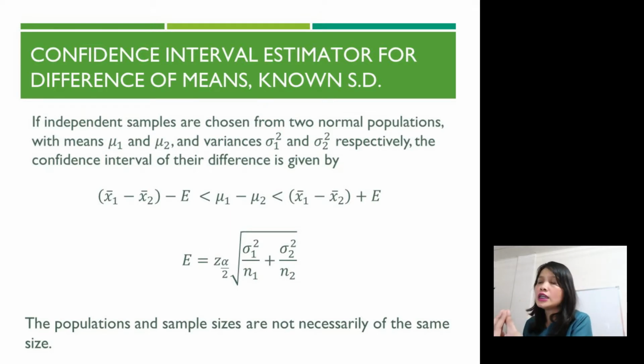Okay? So to solve for E, same thing. E is equal to Z alpha over 2 multiplied by the square root of the first variance divided by the first sample size, plus the second variance divided by the second sample size. Take note, the populations and sample sizes are not necessarily of the same size. So this is the first condition under the estimation of two populations: confidence interval estimator for the difference of means if the standard deviation is given or known.